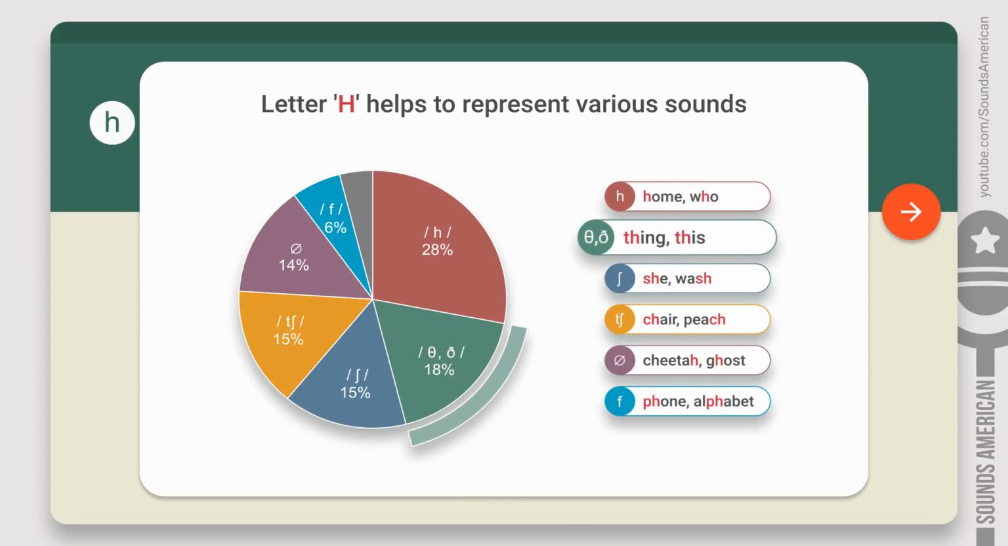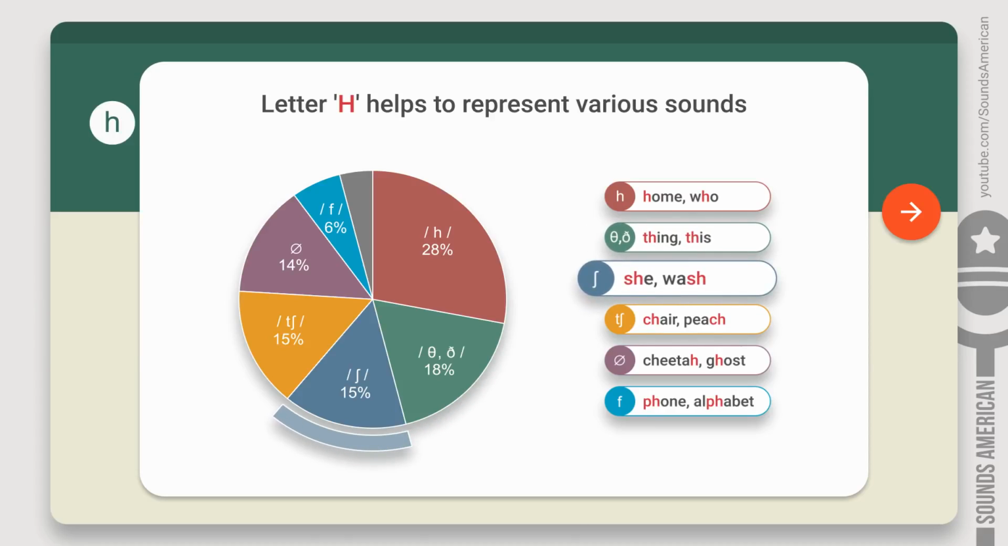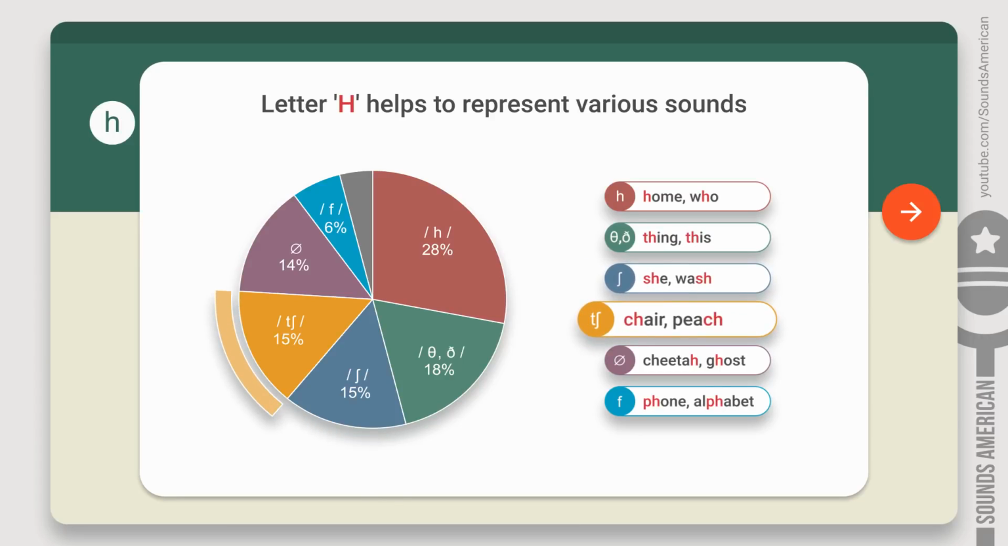Quite often, this letter is part of the TH combination, which represents either the th or th consonants, like in thing or this. Or it's a part of the SH combination, which represents the sh sound, as in she or wash. Don't forget about the CH combination that's pronounced as the ch sound, as in chair or peach.